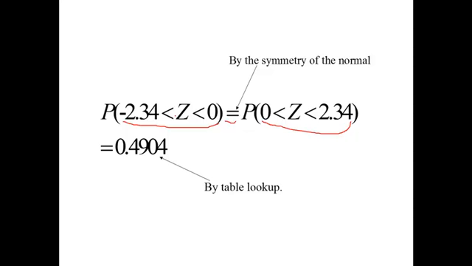So if it has 0 as an endpoint, it's going to be just a table lookup. Here, though, with the negative number over there, realize what you're doing as part of your calculation is using the symmetry of the curve.